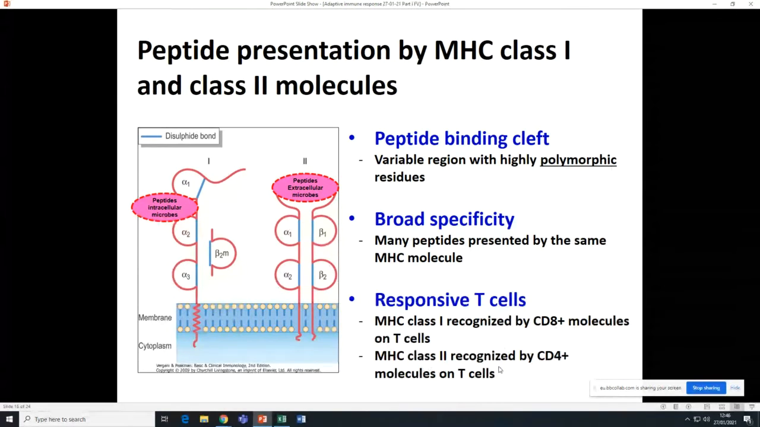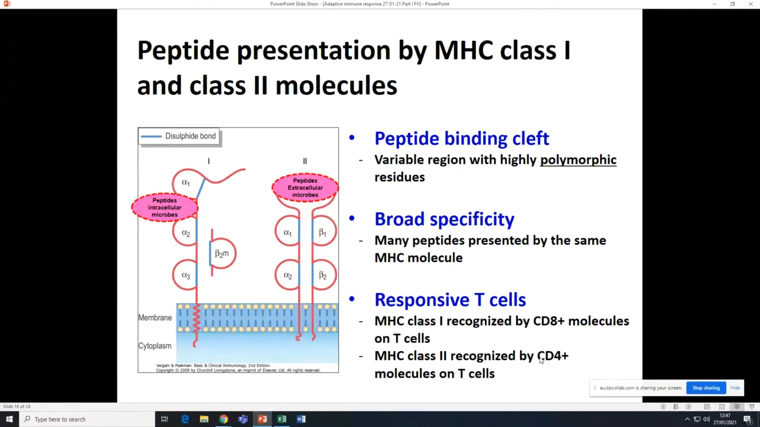1 times 8 equals 8, 2 times 4 equals 8. So this is how you remember. If I ask you which MHC molecule presents to CD8, you know it's class 1. Which MHC molecule presents to CD4, it's class 2, because 2 times 4 equals 8. Just a tip to remember.